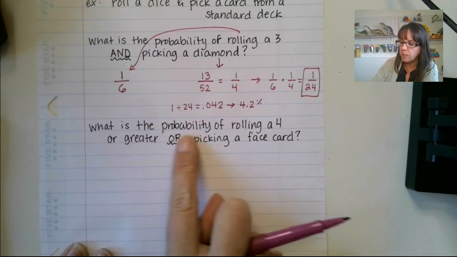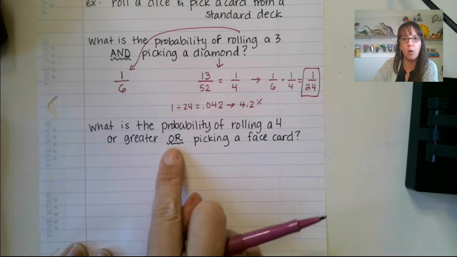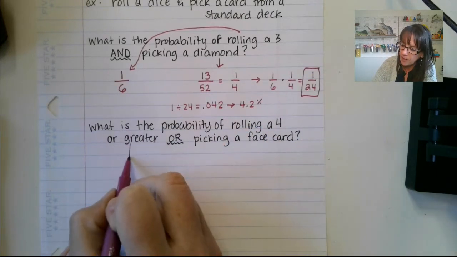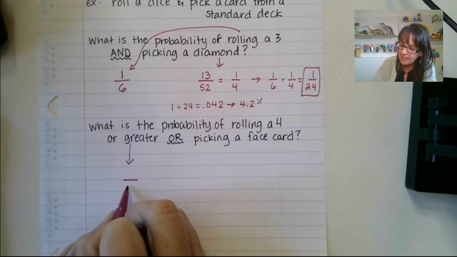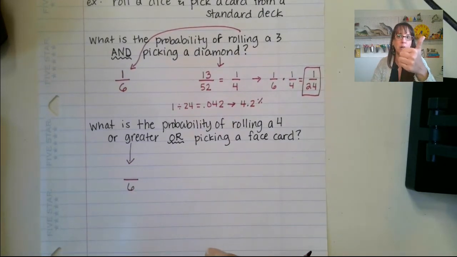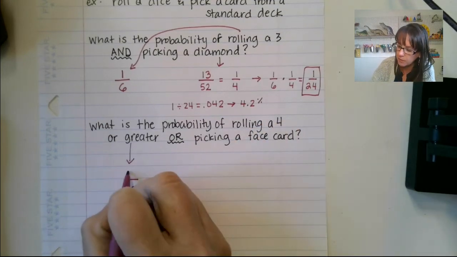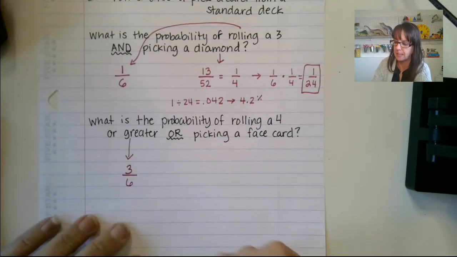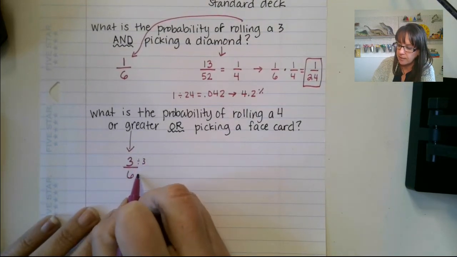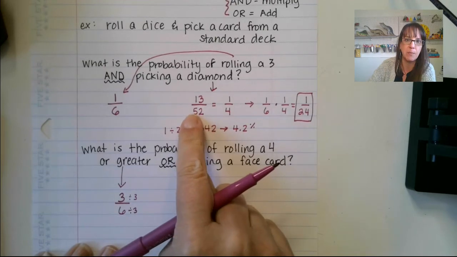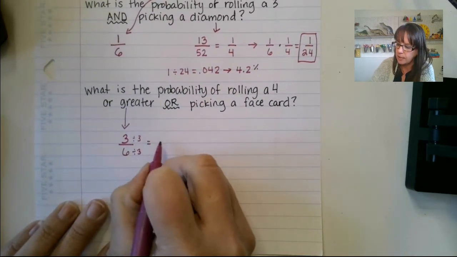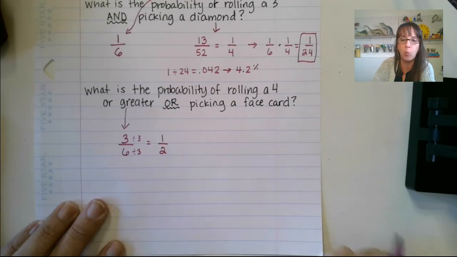What is the probability of rolling a 4 or greater or picking a face card? Let's start with rolling a 4 or greater. On a dice, there are 6 sides. You can get a 4, 5, or 6. That would all be favorable for what we're trying to do. So there's 3 out of 6. Remember, you always want to reduce your fractions. It'll make your life a whole lot easier. Divide by 3, and that's what we did up here. We divided the top by 13 and the bottom by 13. So that gives us 1 out of 2, or 1/2.